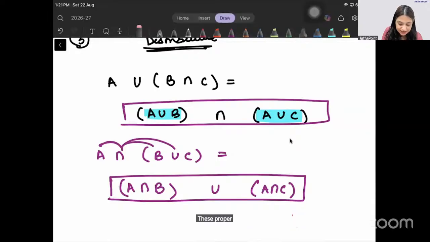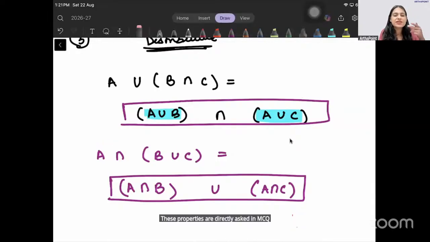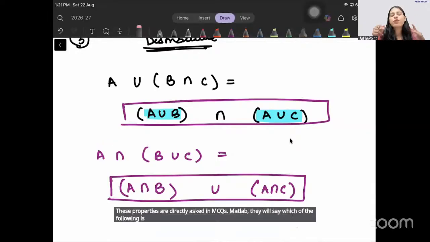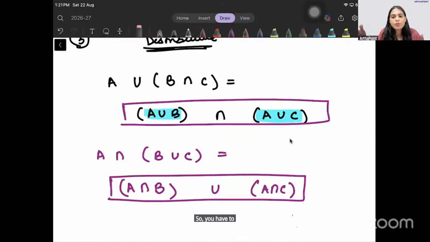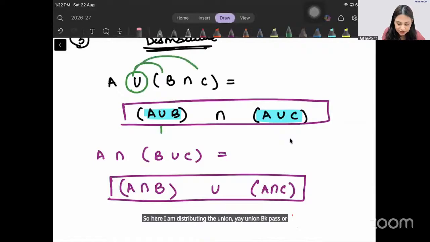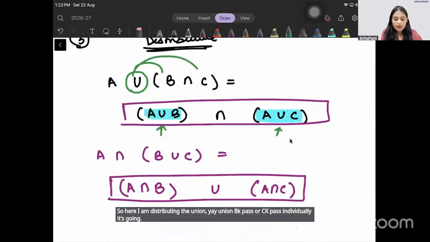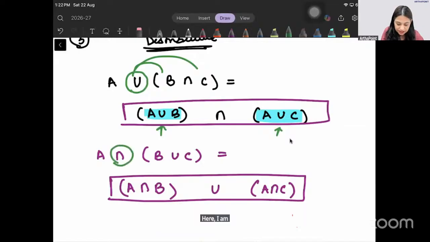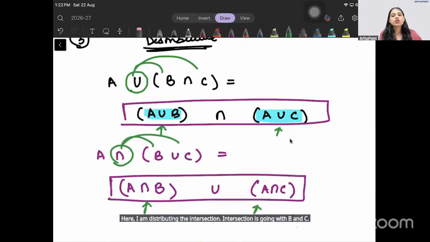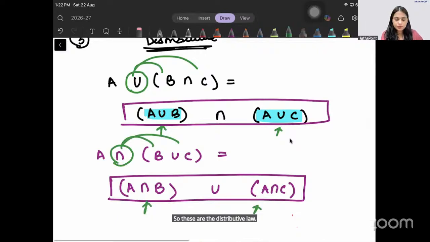These properties are directly asked in MCQs. They will say which of the following is a distributive property. So you have to see which property matches. Sometimes they will reverse the sign. So here I am distributing the union: the union is going individually with B and C. Here I am distributing the intersection: the intersection is going with B and C. So these are the distributive laws.